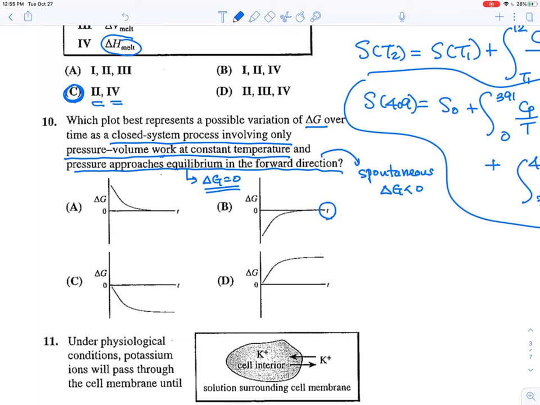And so that means delta G was negative in the beginning. So over the course of time, you want this one to be negative, approaching the value of 0, right? This one is not approaching 0. That's positive, so that's not good. So B is the correct answer for this.